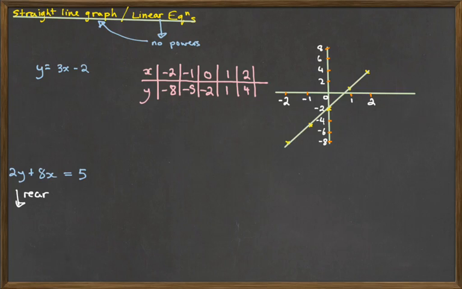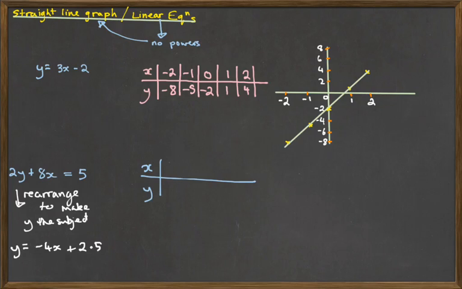Okay, in order to do this equation, the first thing you might do is rearrange it. So rearrange this equation to make y the subject. You might want to pause the video and try to rearrange to make y the subject. I will go through this at some point during the video, but for now, if you pause the video and try it, then you will get y is equal to minus 4x plus 2.5. This makes it easier to do the table of values.